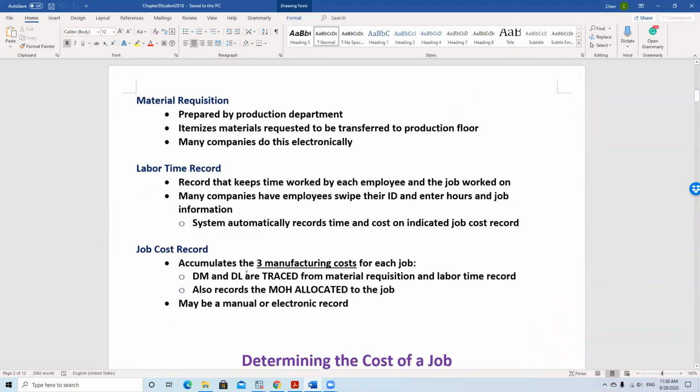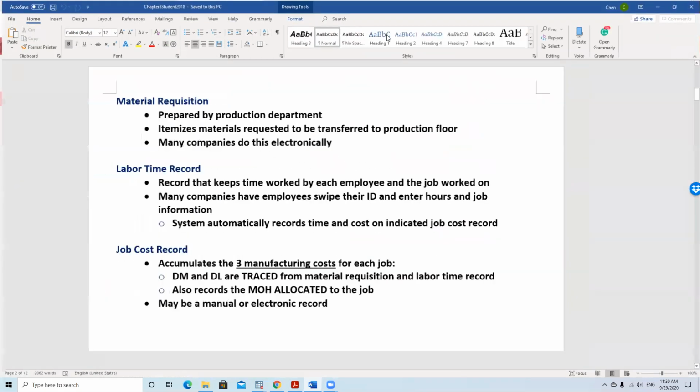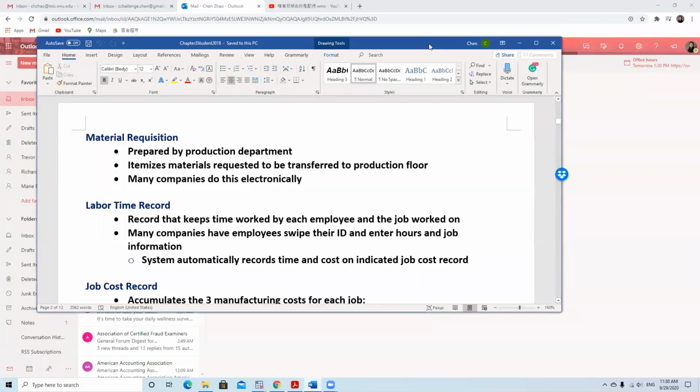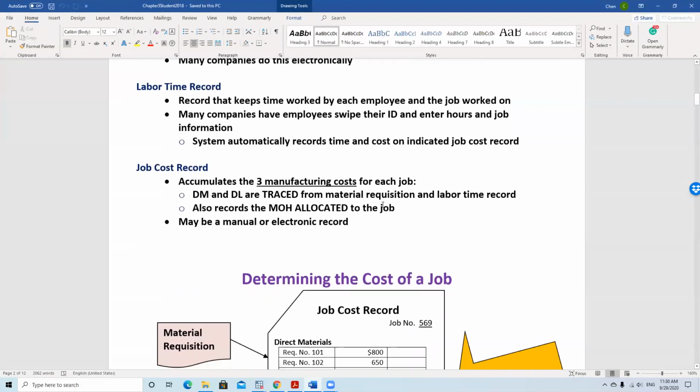Okay, so material requisition. Basically, it's prepared by the production department, and it will itemize materials requested to be transferred to the production floor, and a lot of firms will do this electronically. Okay, and then labor time recorded. Like I said, how many hours they work on the project, and their hourly rate. Then you can calculate your direct labor cost on this job.